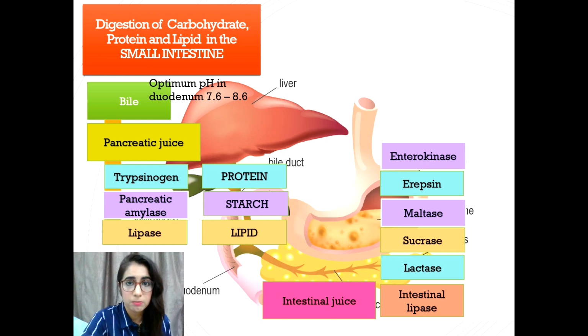So the duodenum, which is the first part of the small intestine, receives chyme from the stomach, bile from the gallbladder, pancreatic juice from the pancreas and intestinal juice from the wall of the small intestine. Okay?